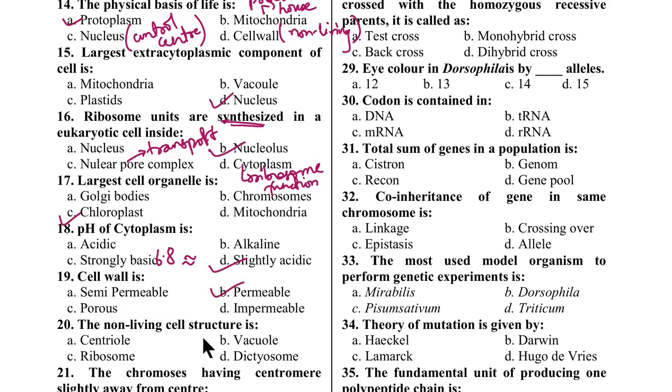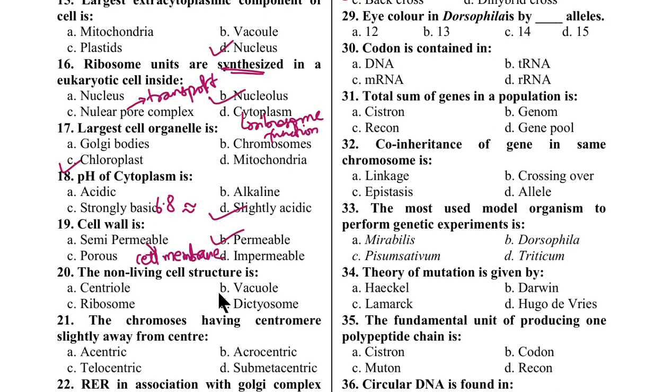The cell wall is permeable, and the cell membrane is actually semi-permeable, as it is a selectively permeable membrane, also known as the plasma membrane. Question 20, the non-living cell structure is, obviously, the option is, any guesses? It's the vacuole, as it is a non-living structure. And the others here, the centriole is also living, the ribosome is also a living structure, and the dictyosome is part of the Golgi body.